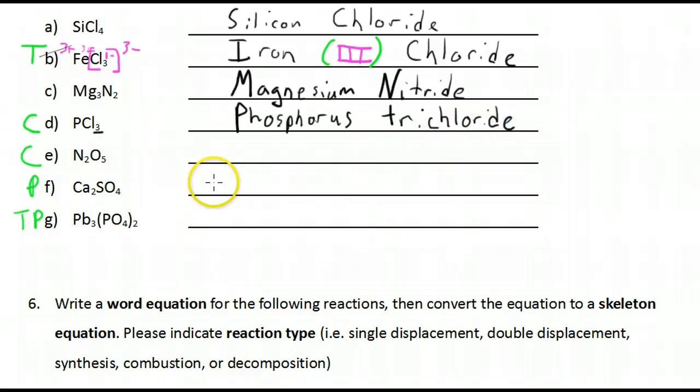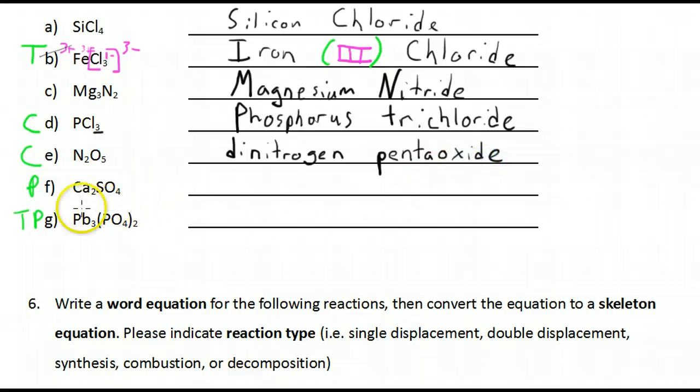Okay, next one, we'd have di, because remember it's covalent as well, so dinitrogen. Okay, and then think about what 5 is. So it's penta oxide.